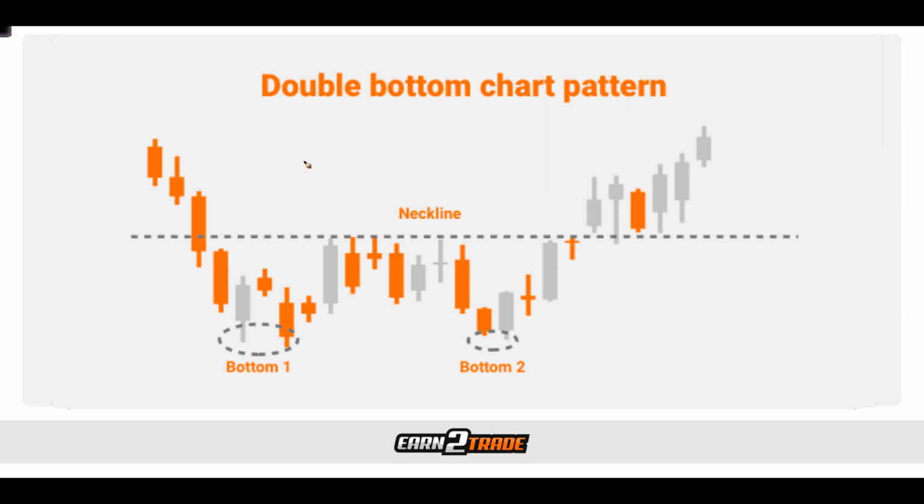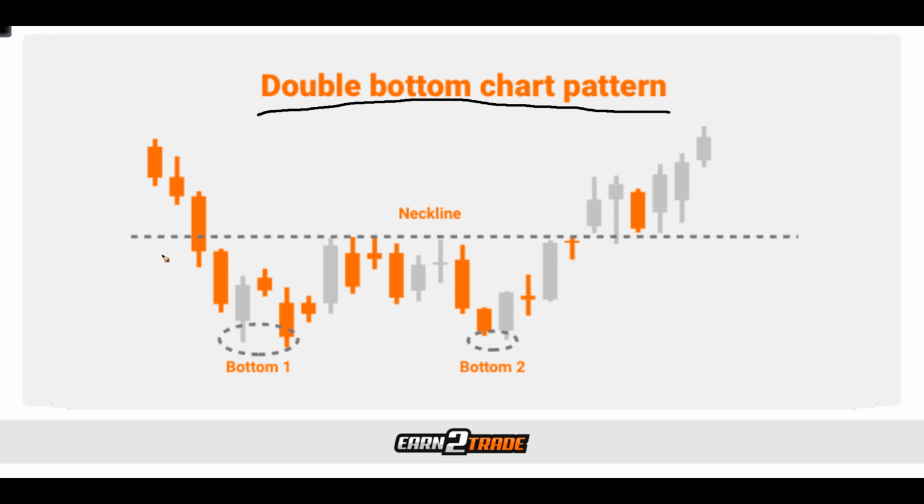Moving along, our next pattern is going to be the double bottom chart pattern. The double bottom usually occurs at the peak of a downtrend market movement. This is a pattern that usually would indicate the start of a bullish trend.